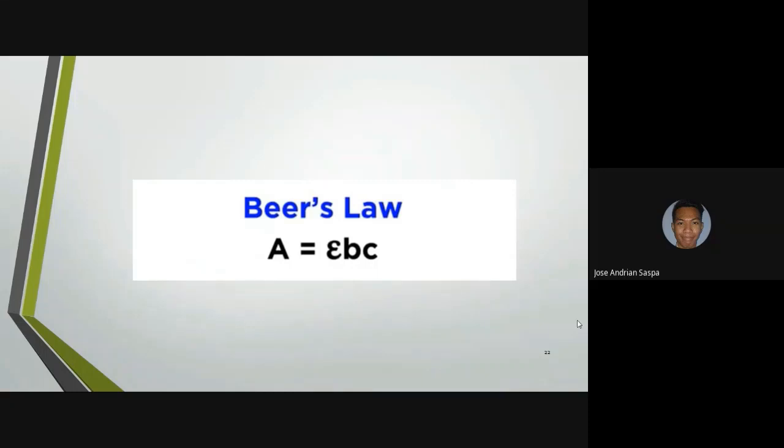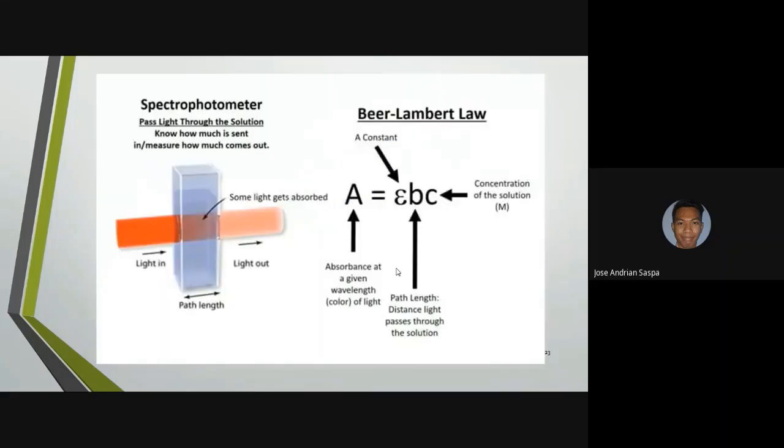A stands for the absorbance, which is equal to epsilon, this symbol is called molar absorptivity, times b, which stands for the path length, and c is for concentration. So we have this one. This molar absorptivity is constant.